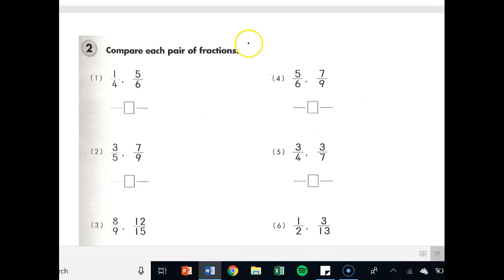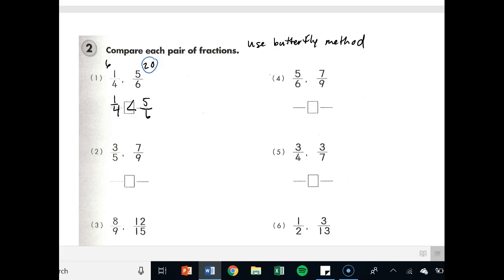We can use butterfly method on this one, just like we learned today in our notes. So 1 times 6, that's 6. 4 times 5, that's 20. So I'd then say 1/4 is less than 5/6 because 20 is the greater number, right? So we point at the smaller number, eat the greater number.